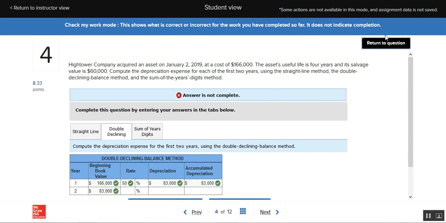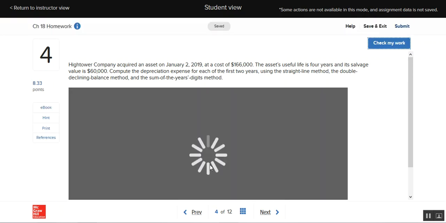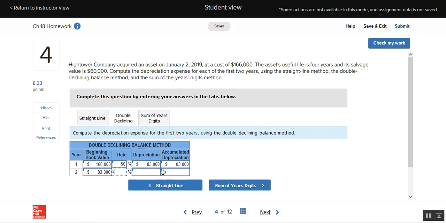All right, so our rate is still 50%. If we take 50% of $83,000, it would be $41,500. Our accumulated depreciation would be $83,000 from the previous balance plus the $41,500 from this year, which would be $124,500. And I want to look at this real quick because this is where the problem comes in.